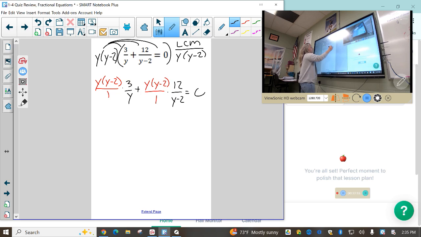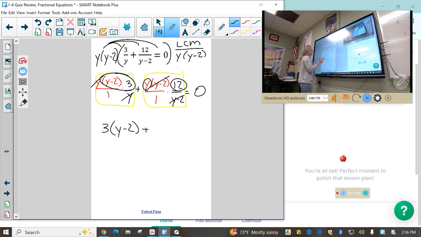Distribute. So I'm going to write this one out so you can see it. So I have y times y minus 2 over 1 times 3 over y plus y times y minus 2 over 1 times 12 over y minus 2 equals 0 times y minus 2, which is a 0. So I don't need to write that one out. So now, watch as I cross-reduce. I'm cross-reducing each of these terms. This is a term, this is a term. Okay? So y divided by y cancels out. What am I left with? 3 times y minus 2. That's what's on the top. Plus, what cancels out here? Y minus 2, y minus 2. So I have a 12 and a y. So 12 times y, or 12y, equals 0.